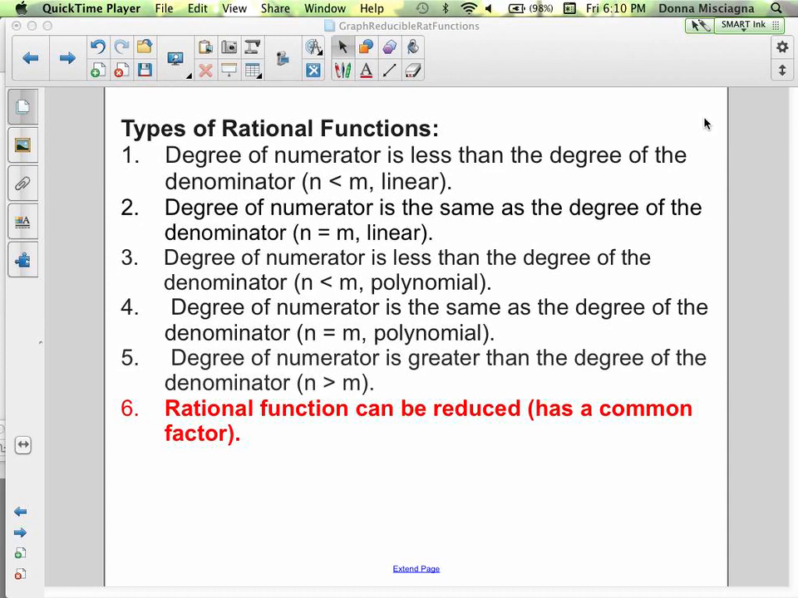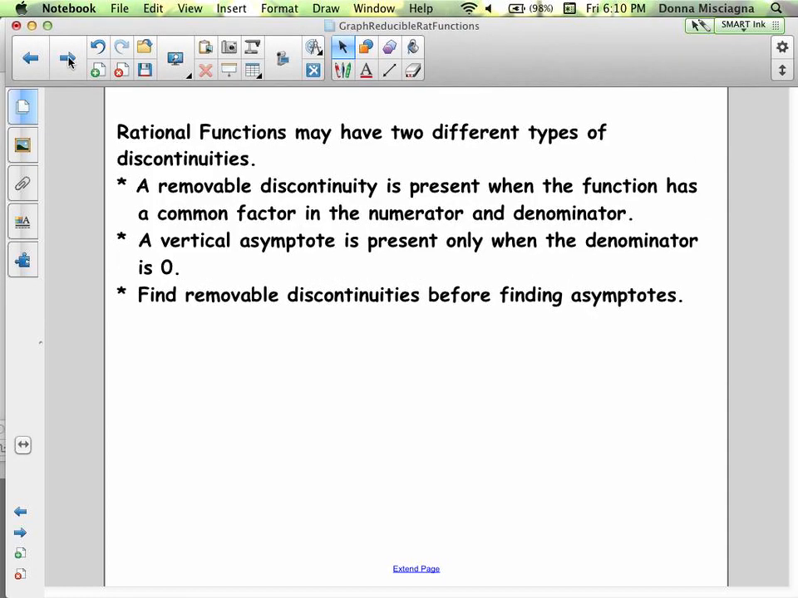Welcome to rational functions that are reducible. So today we're going to be graphing rational functions that can be reduced. They have a common factor, number 6. And in the next lesson we'll graph number 5, where the numerator has the greater degree.